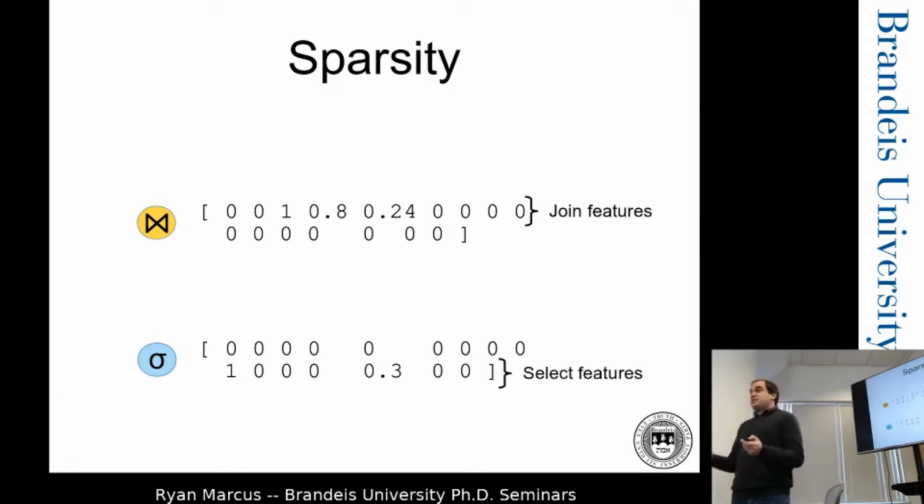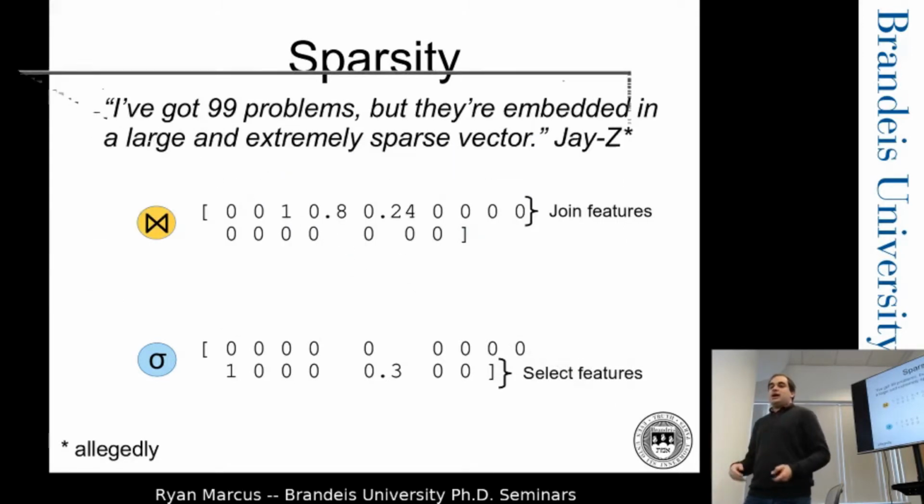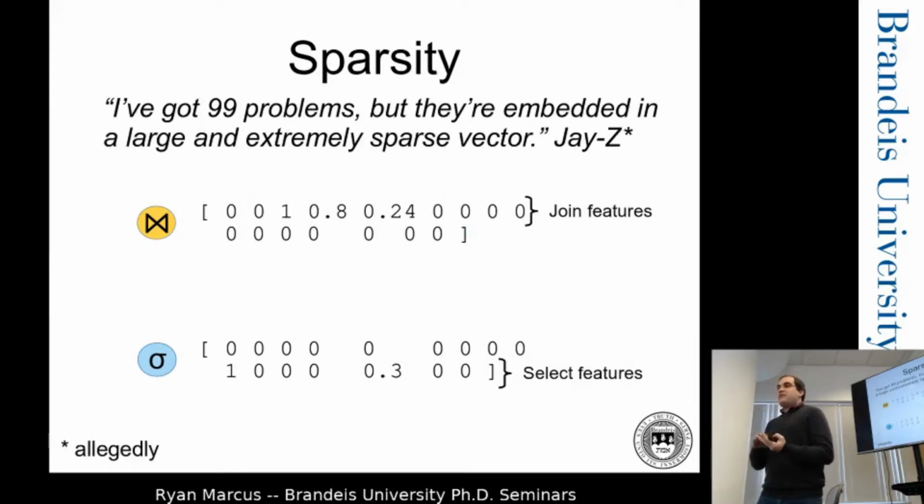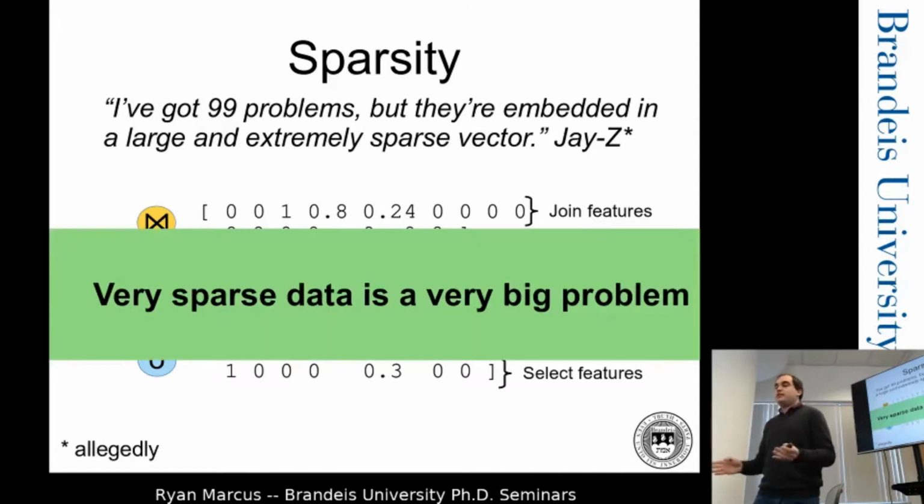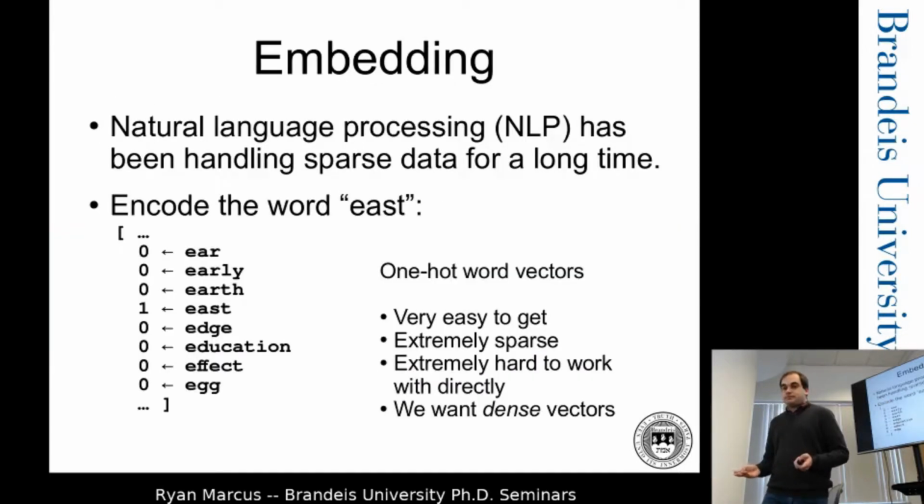The problem with this representation, of course, is that it becomes very, very sparse very, very quickly. The problem with sparse vectors is that they impact machine learning algorithms in a really negative way. A lot of machine learning algorithms can't handle them. I'm not going to go into huge details, but the short of it is that very sparse data is a very big problem, and we need to find a way to fix that.